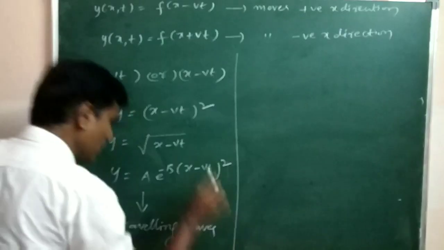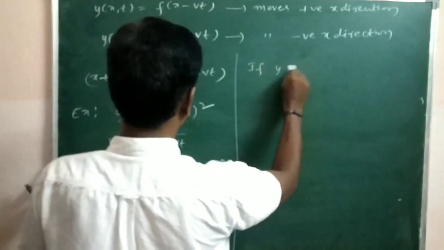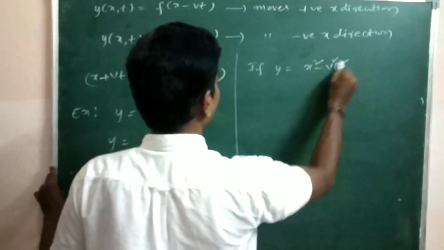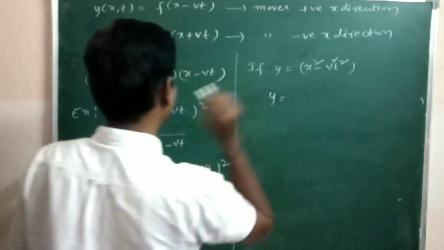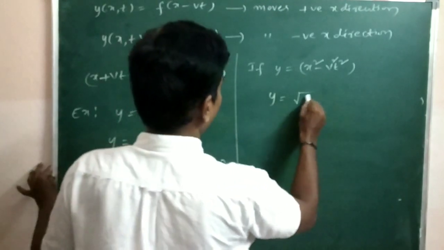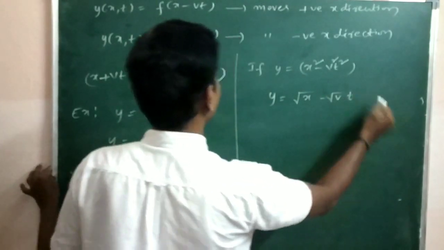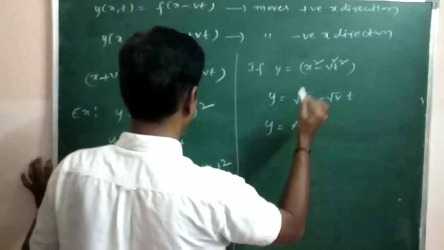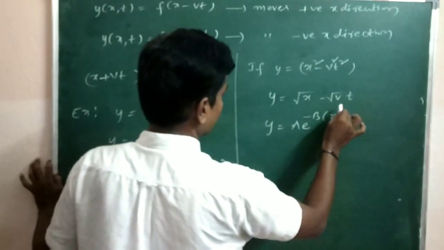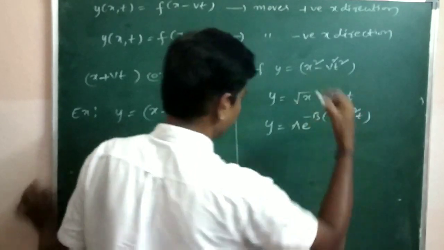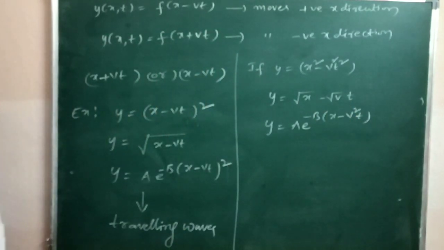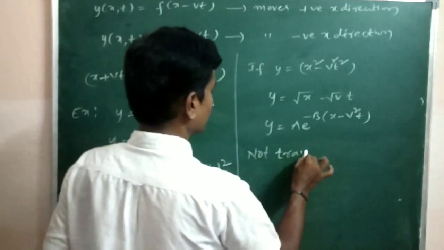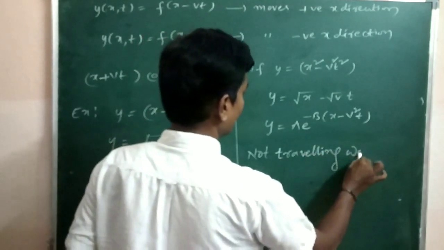Traveling waves. But if y equals x square minus v square t square, y equals root x minus root v into t, or y equals a e to the power of minus b of x minus v square t, they do not represent wave functions or traveling waves.